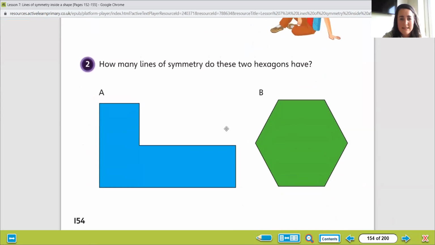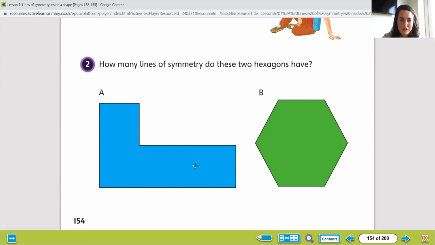Now, I've got 2 types of hexagons. I've got a regular hexagon and I've got an irregular hexagon. I know that they're both hexagons because they both have 6 sides. I know that this is a regular hexagon because all of the sides and all of the interior angles are the same, whereas this hexagon is irregular because they are different. Okay, I want you to have a think. How many lines of symmetry do you think these 2 hexagons have? Can you find any? Okay, so how many do you think that these 2 have?